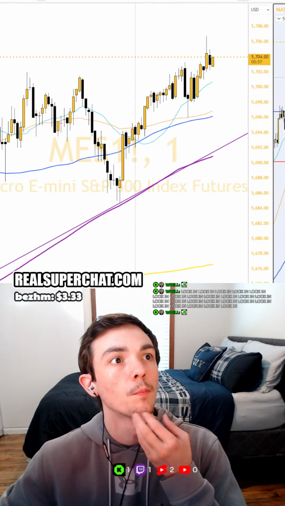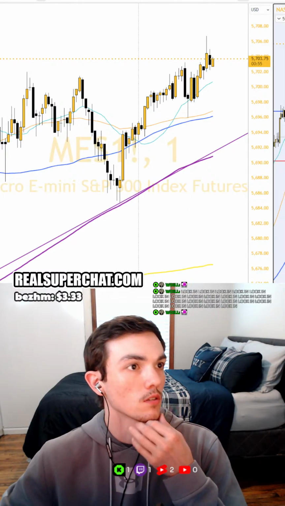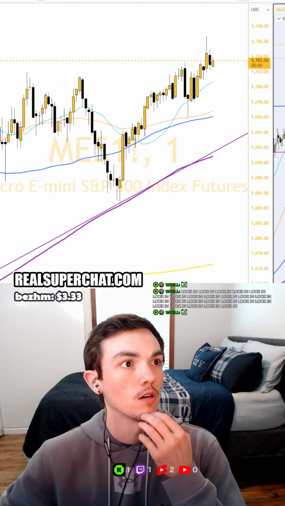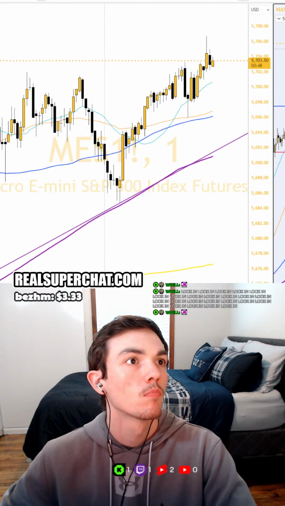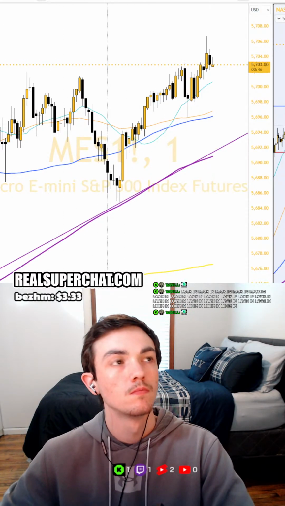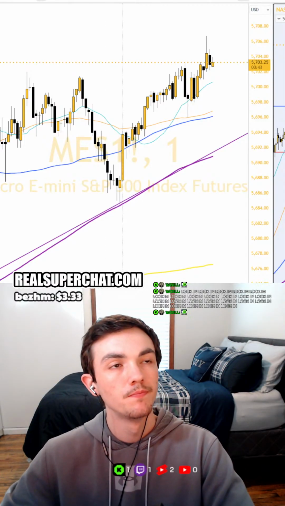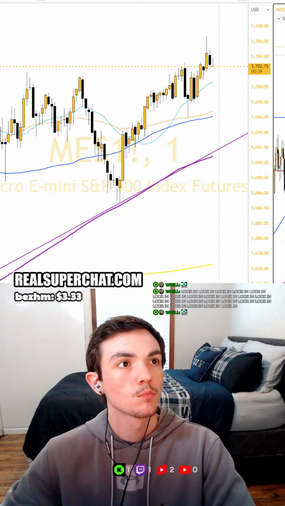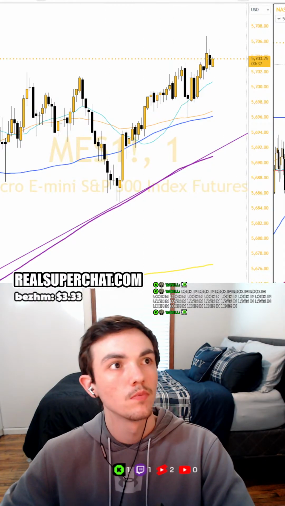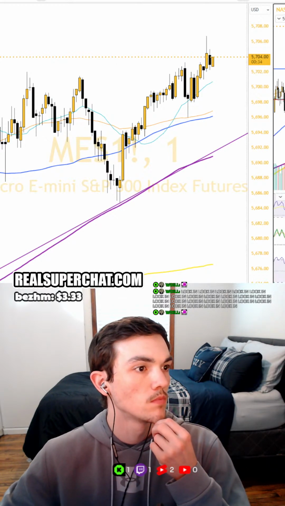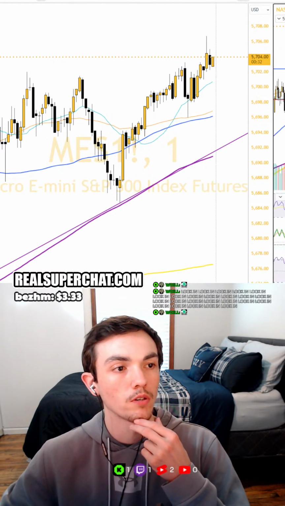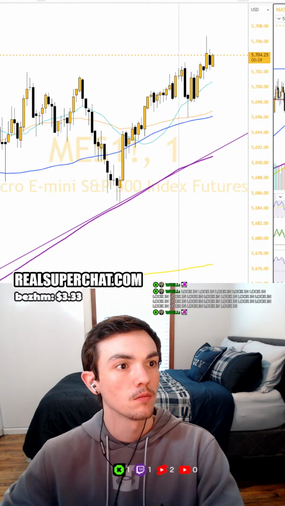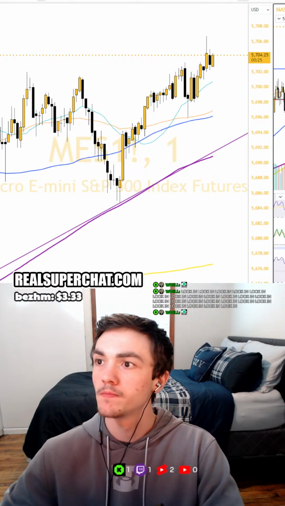Alright, let's see what the structure is looking like. Higher high, higher low, higher high, higher low, higher high, higher low. Higher high, higher low. Higher high, higher low. Looks a little heavy. The 120-day RSI looks overextended, to say the least.